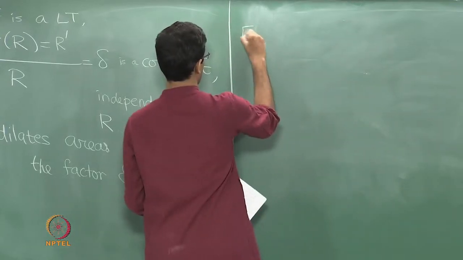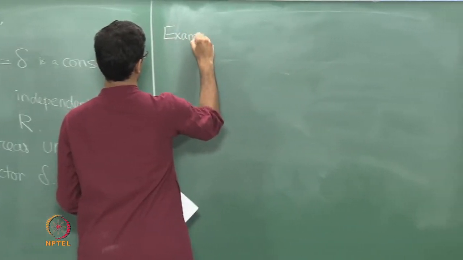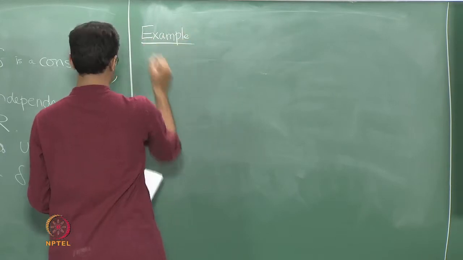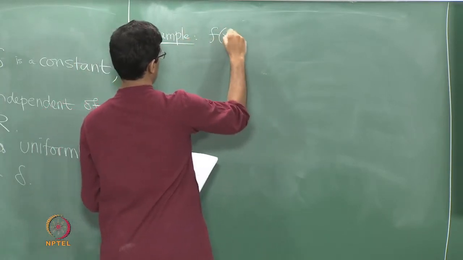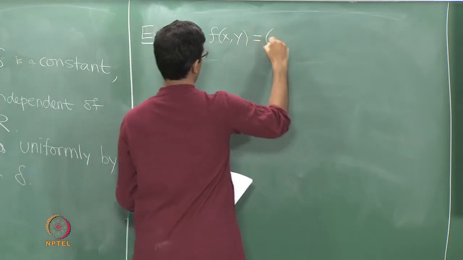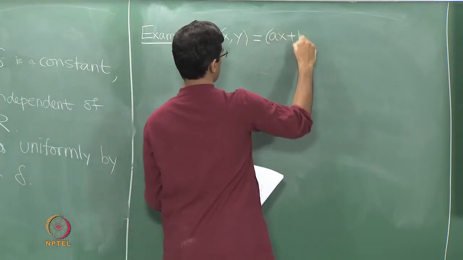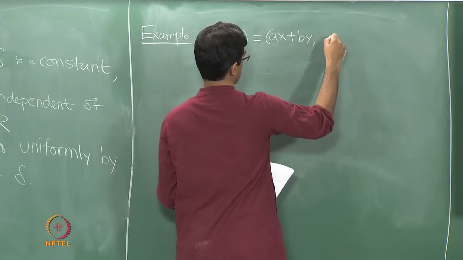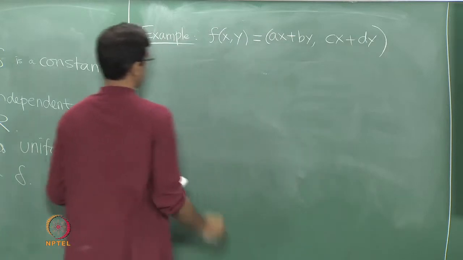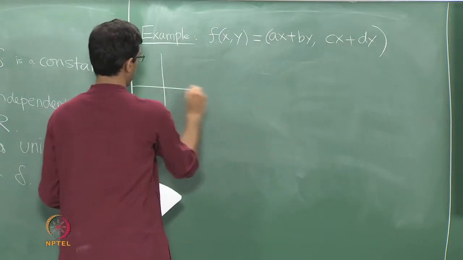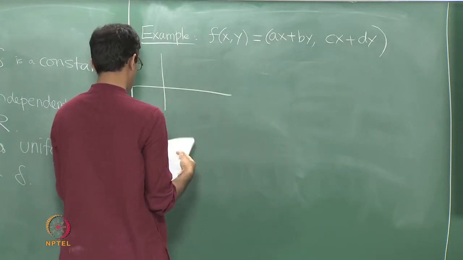Let us take f to be, well I guess I am just taking the most general example, f of x, y. I said it is a linear transformation, so it is something which looks like this, right, ax plus by, cx plus dy. And let us see what this area dilation factor delta could be.